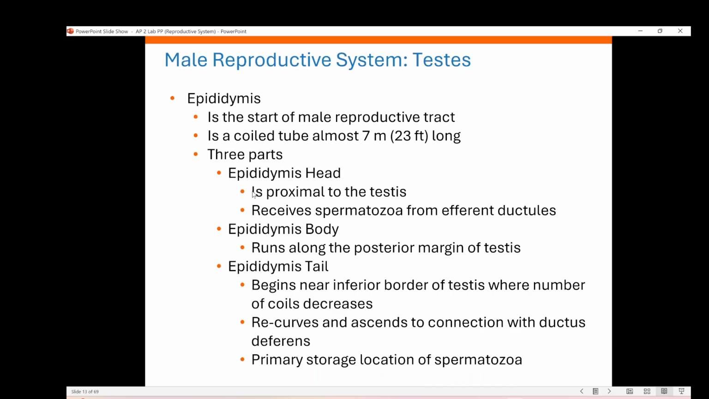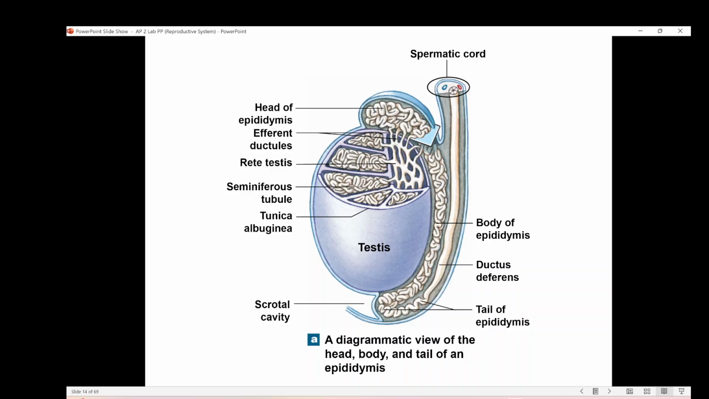All right, so again, the head is at the top, as we said, and that's going to receive the sperm. The body's going to run along the posterior margin of the testes, and then the tail is going to be at the inferior border of the testes. We actually see that the number of coils is going to decrease, and then that tail is going to turn into the ductus deferens. Again, if you just want to jot down, the ductus deferens is just the same thing as the vas deferens. And this is where sperm is going to be stored until it's going to be released. And it's a great picture.